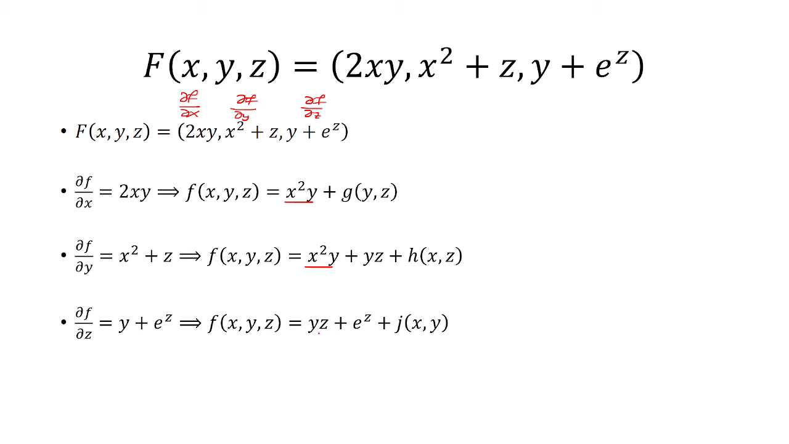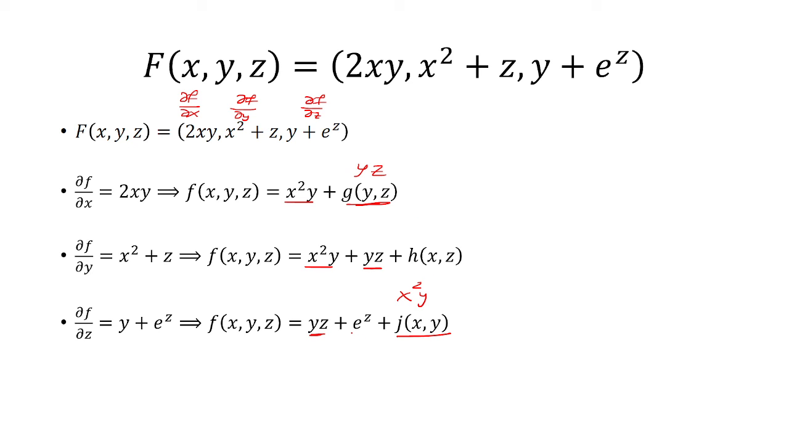We see that they both have x squared y, but this last one does not have x squared y, but it has a function that depends on x and y. So this j of x, y has to be x squared y. Now this second f of x, y, z has yz, and so this one also has yz, but the first one doesn't have yz, but it has a function g of y, z, so this clearly has to be yz.